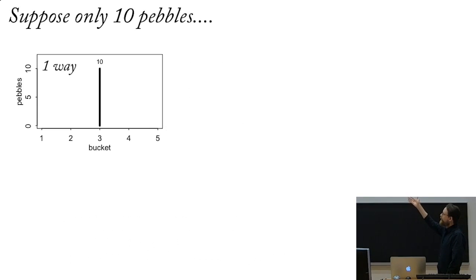So let's do an example. Now instead of 100 pebbles, let's just say 10. I need to do this for the sake of the example because the number's going to get big really fast, and if you do it with 100, you get overflow errors. So you have to start doing things in log space. So this will serve. This is an even better thing.